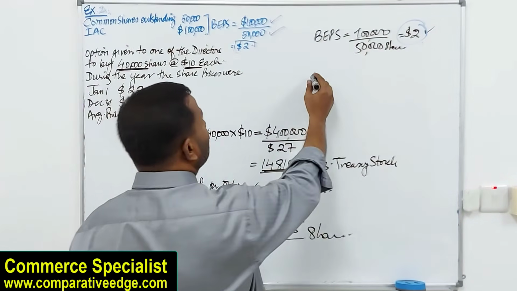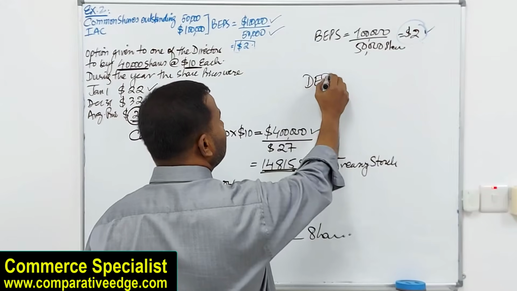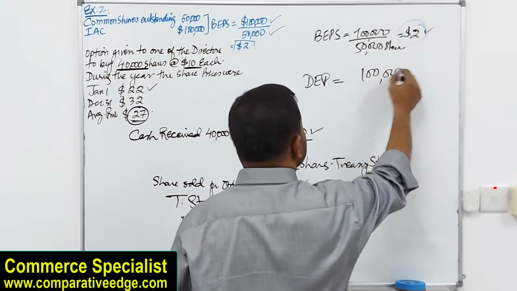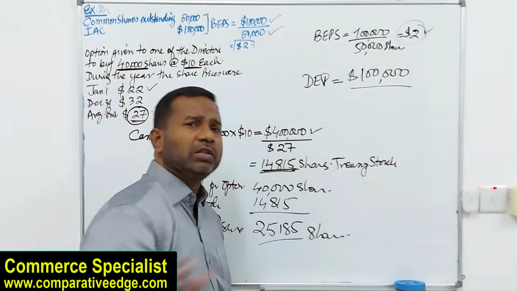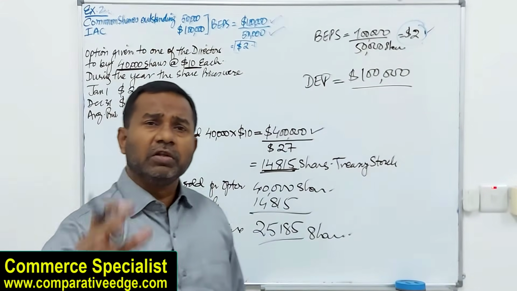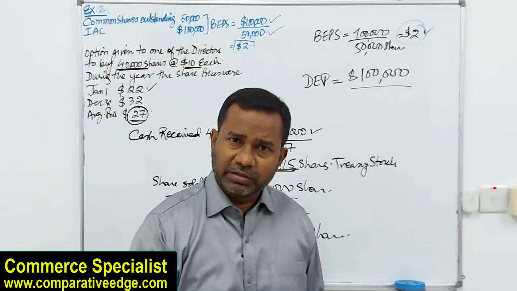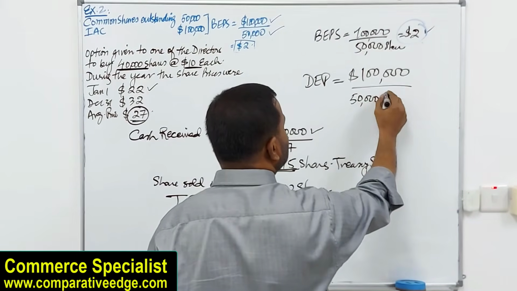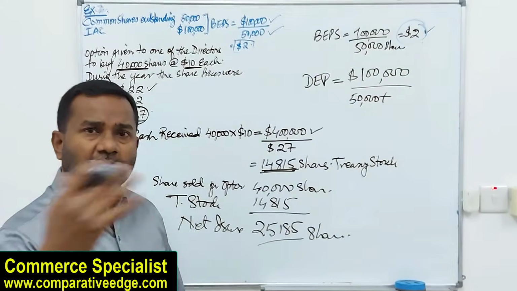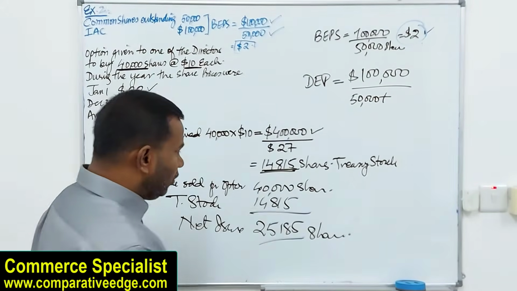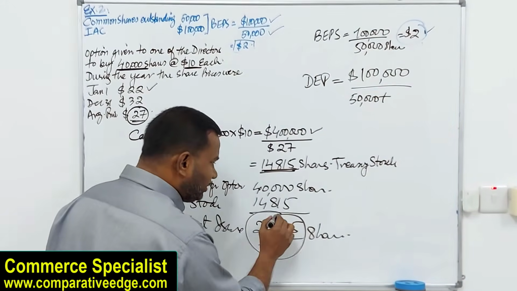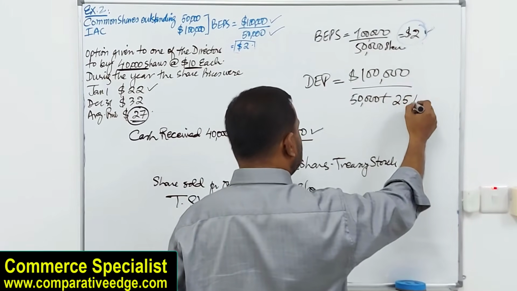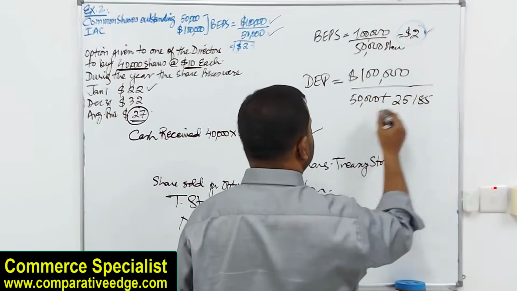Now when I calculate the diluted earning per share, the numerator remains the same. Remember, please, in options there is no effect on the numerator. The only effect is on the denominator, which is the weighted average number of shares. We already had 50,000 shares. Now, as a result of selling the options and buying the treasury stock, the net effect on the number of shares is 25,185 more shares being issued.